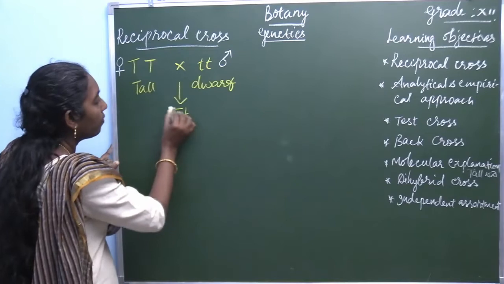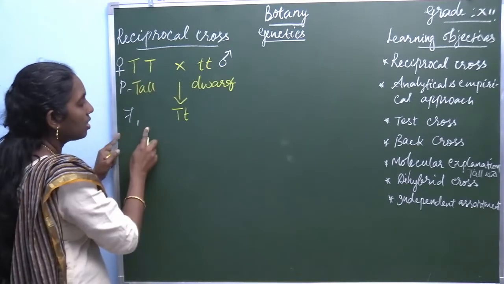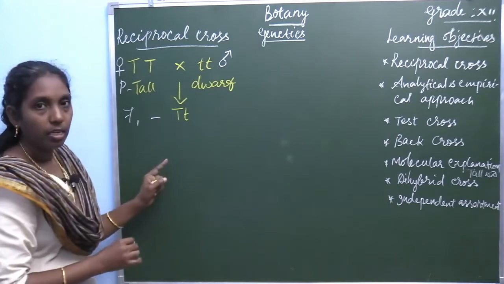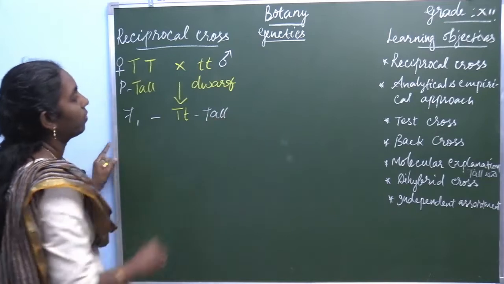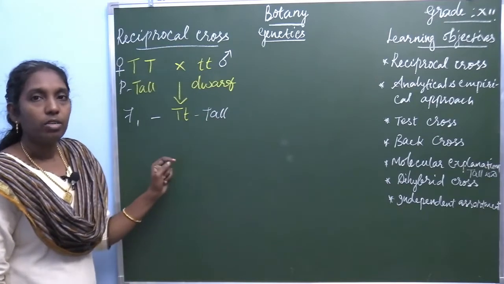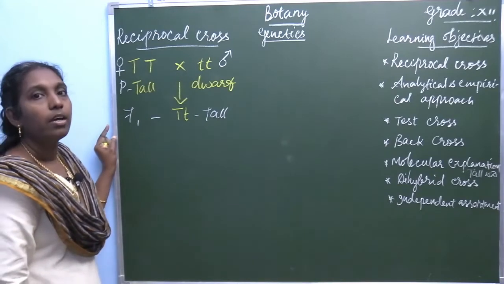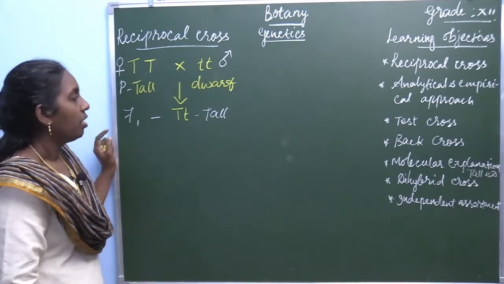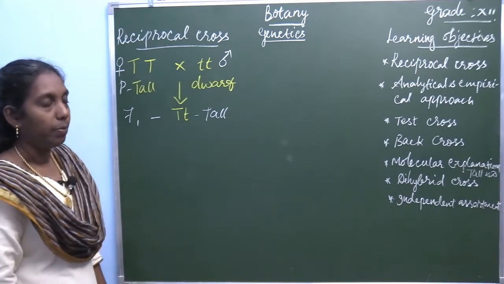In this, this is the parent, this is the F1 offspring. In F1, all plants are tall. So, Mendel concluded that this reciprocal cross is not sex dependent. So, Mendel's monohybrid cross is not sex dependent.